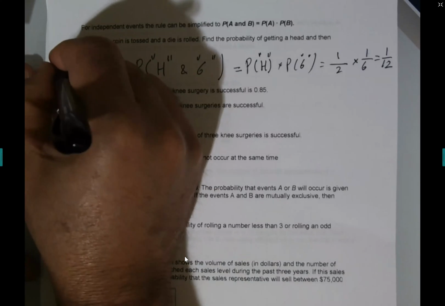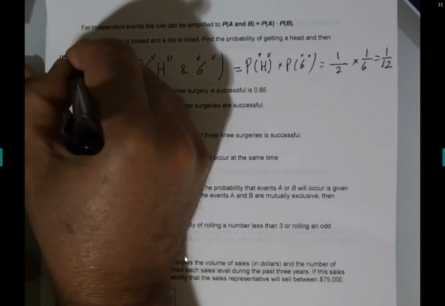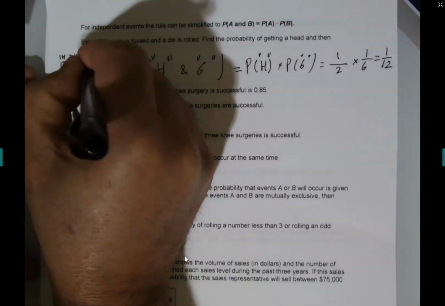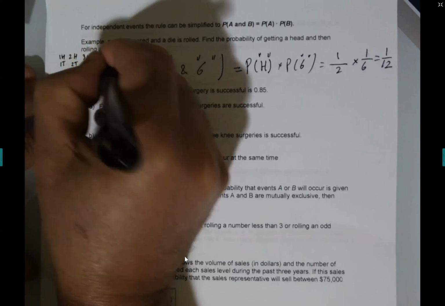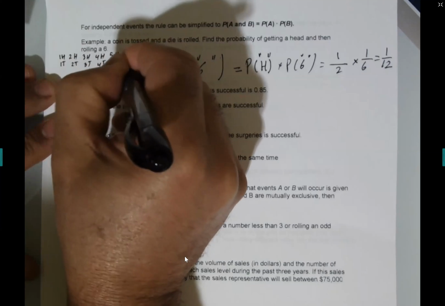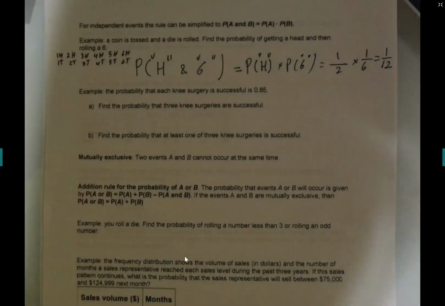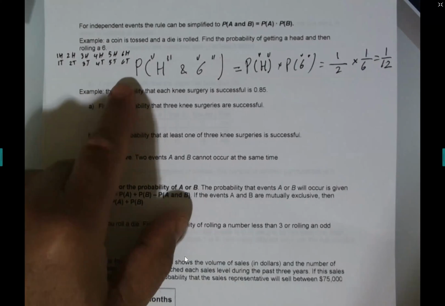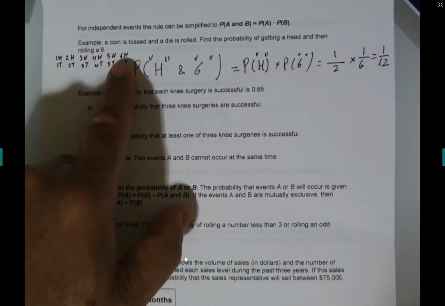1 with the head, 1 with the tail. 2 with the head, 2 with the tail. 3 with the head, 3 with the tail. 4 with the head, 4 with the tail. 5 with the head, 5 with the tail. 6 with the head, 6 with the tail. You count them, you get 12. And there is only one that has 6 with the head. That's what we want. So it will be 1 out of 12.